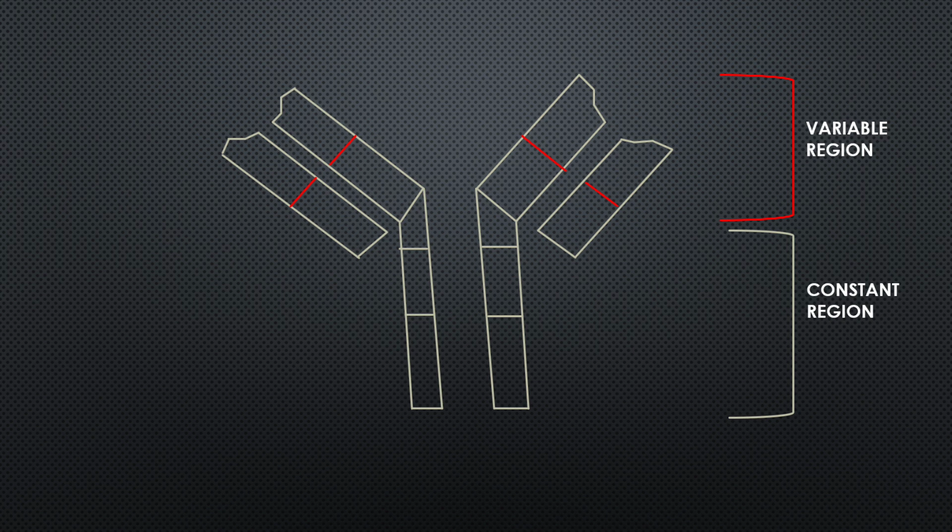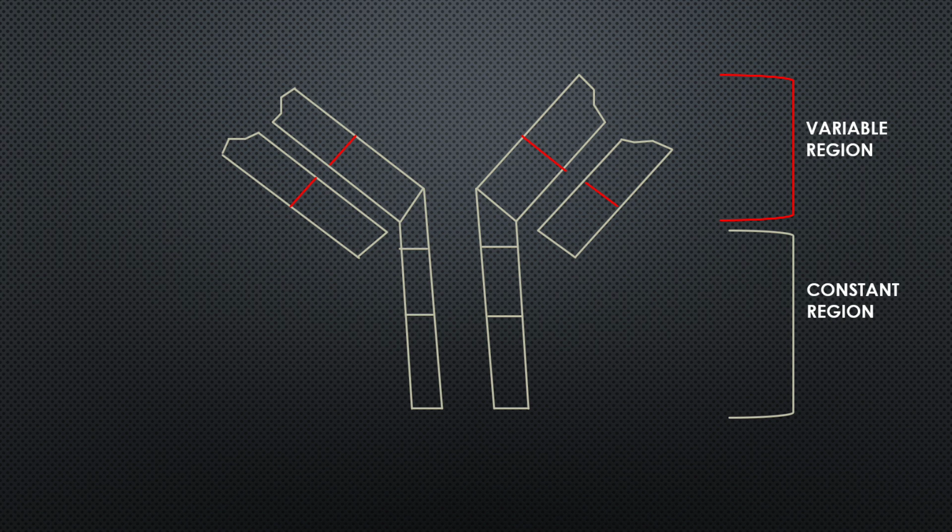The upper part of the red line is the variable region and the lower part of the red line is the constant region. The name variable region suggests that the structure of this area varies with the shape of the antigen, and the shape of the constant region remains constant at all times. So this is known as the constant region.